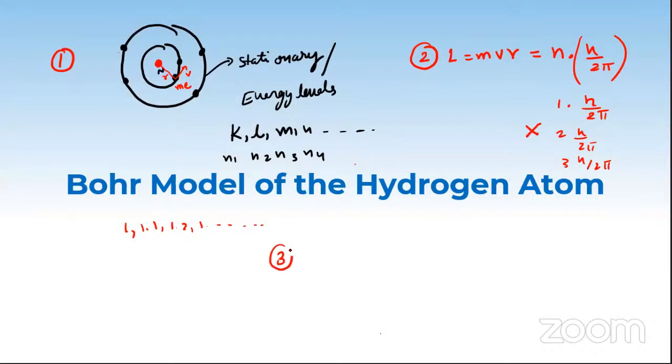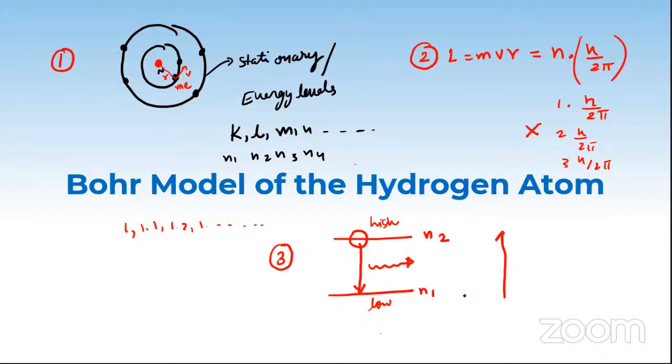And the third and final postulate was: whenever electrons move from one energy level to another, for example, imagine this is energy level n1 and this is energy level n2, they interact by emitting or absorbing a photon. If they jump from a higher energy level to a lower energy level, they emit the photon. If they go from a lower energy state to a higher energy state, they absorb the photon. I'll come back to this in more detail, and tell you why this is a higher energy state and why this is a lower energy state.